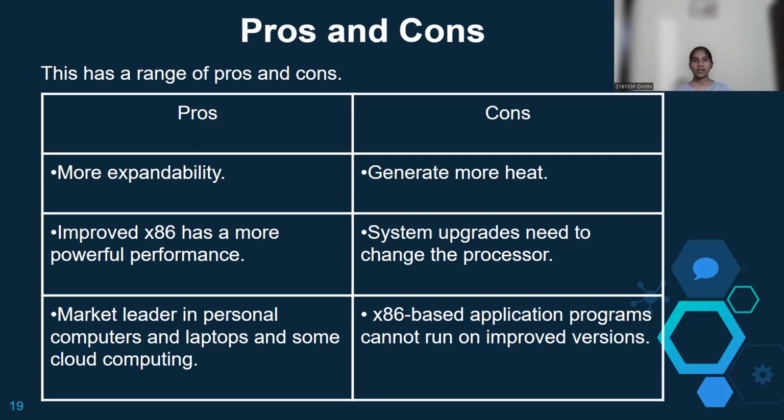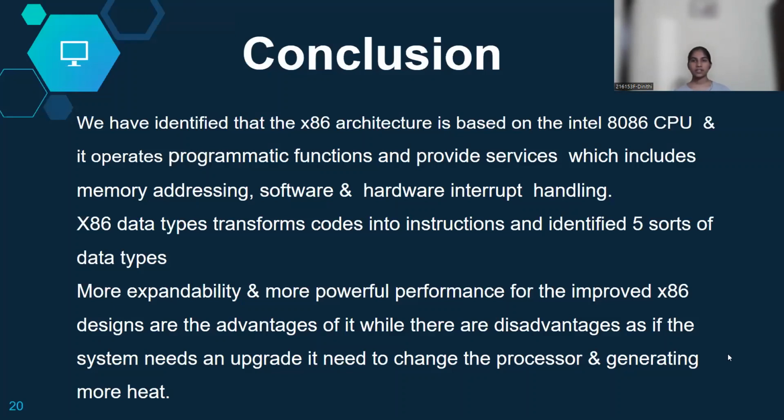The cons are, this generates more heat. Due to this, the performance of the device may decrease. System upgrades need to change the processor. For example, upgrading an 8286 machine to a high-end machine means replacing the whole motherboard instead of replacing the processor. This is an extra cost for the user. x86-based application programs cannot run on an improved version. For example, 64-bit application programs cannot run on an x86 32-bit operating system. So these are the pros and cons for x86 architecture.